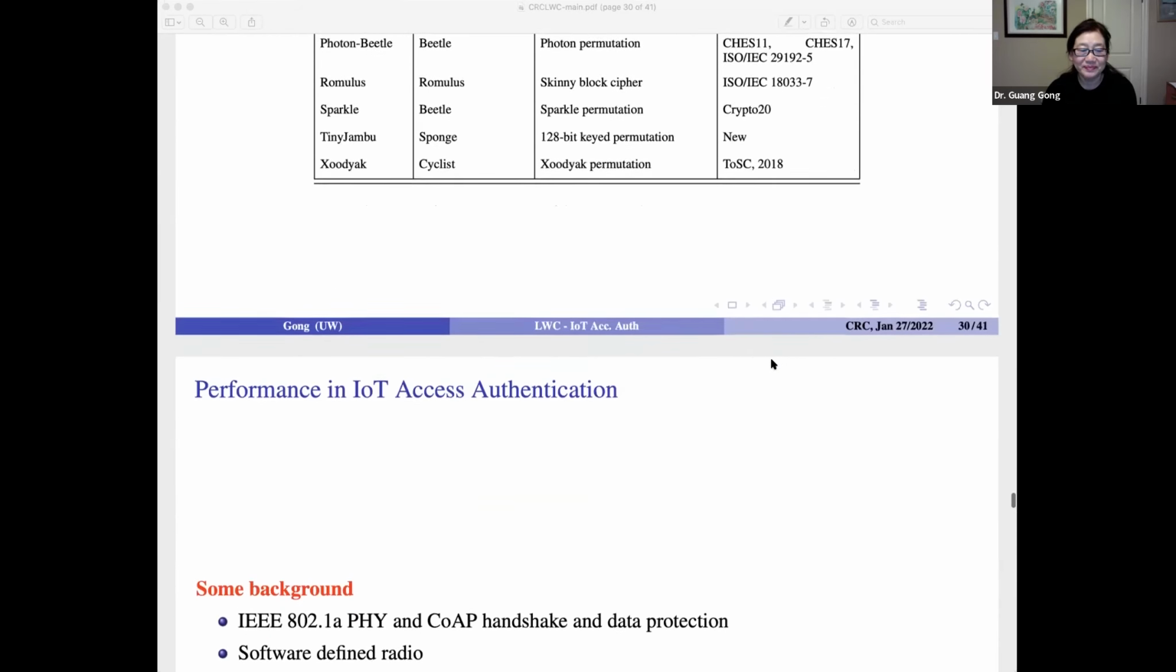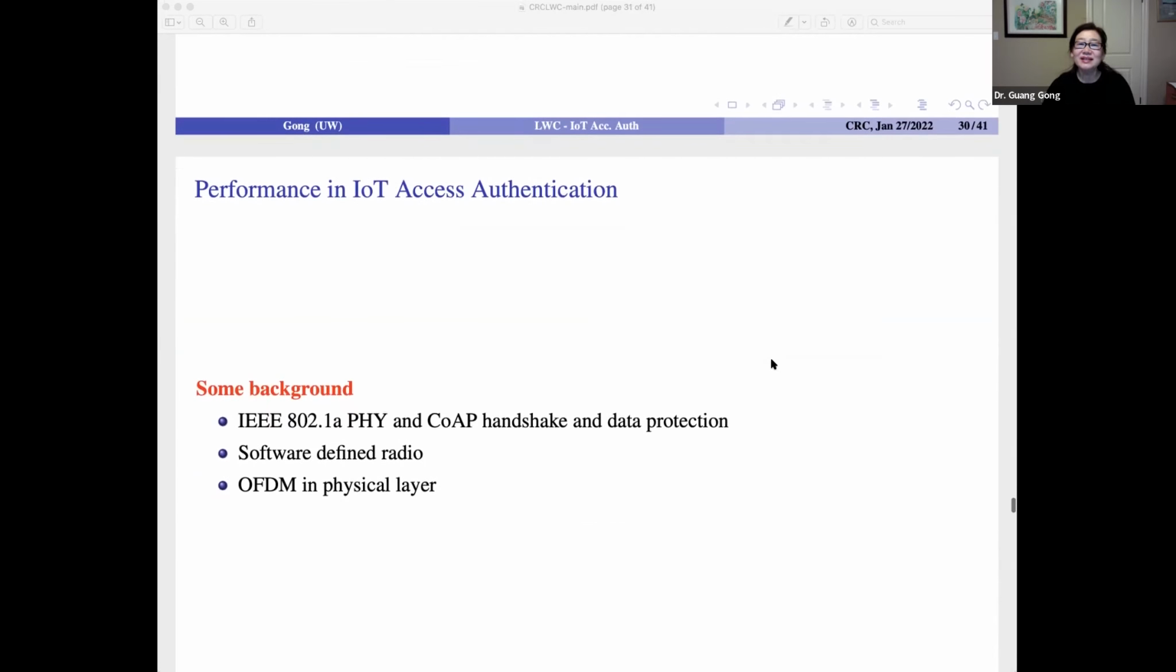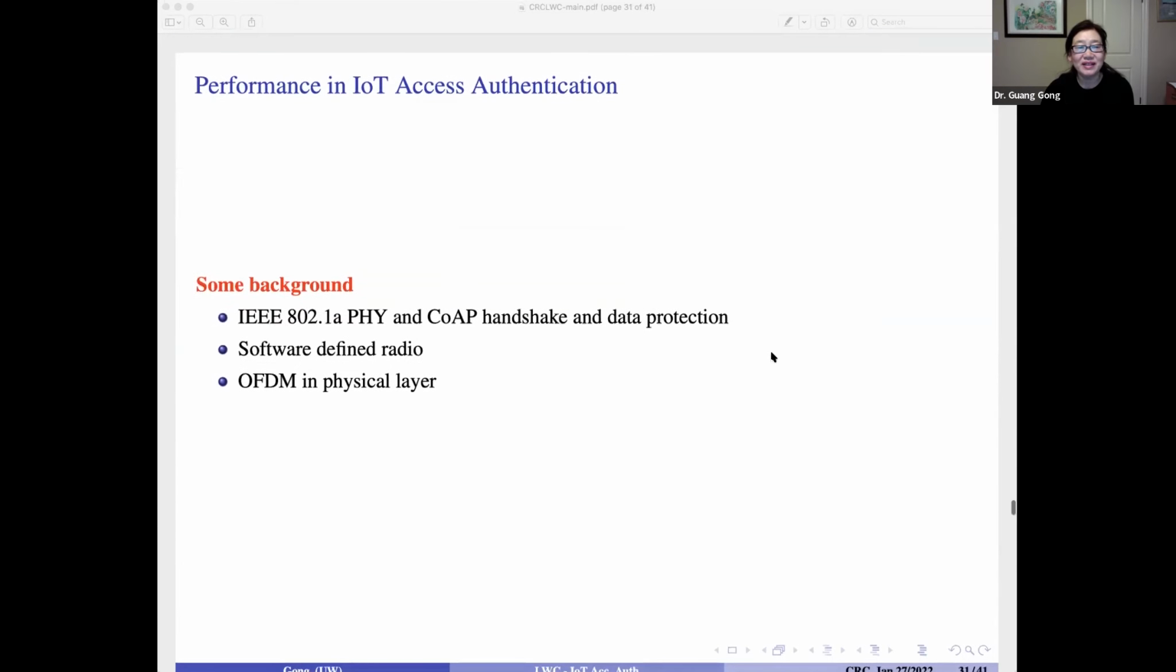Okay, so now that's the primitive part. Now we look at the application. If you only have your cipher, what can you do? Then you have to put it into applications. So we first look at IoT access authentication. Of course, we also look at data protection, but here I only show you the access authentication.